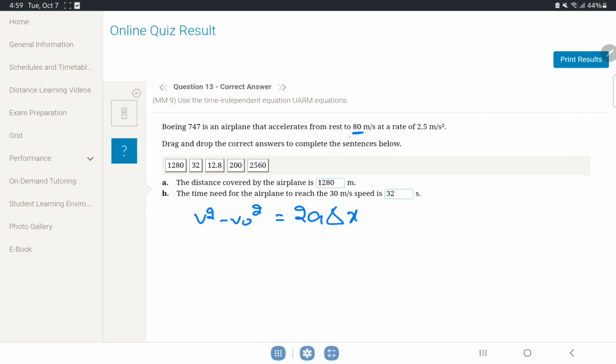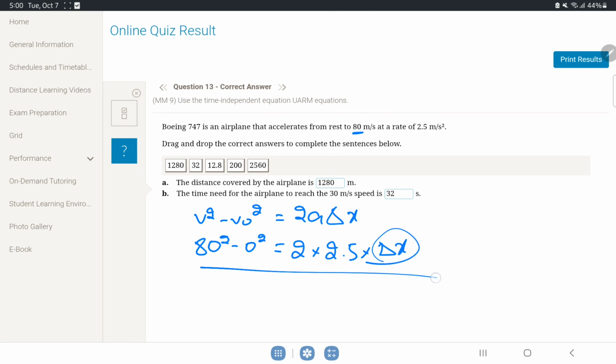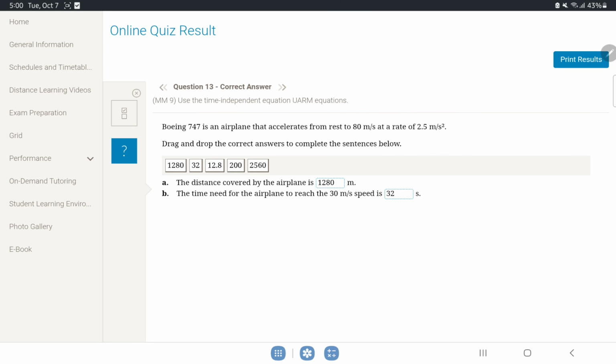So v squared, so it's the final, squared, minus v initial squared, 0 squared, is equal to 2 times the acceleration, which is 2.5, times the displacement. Plug this into the calculator, and you will get delta x is equal to 1280. Now for part B, there's something wrong with the question. It gives you the wrong answer.